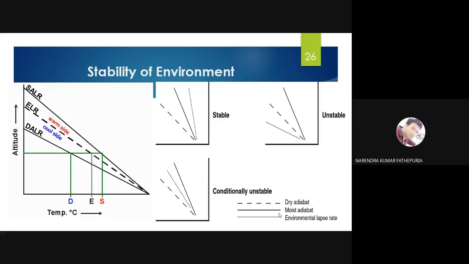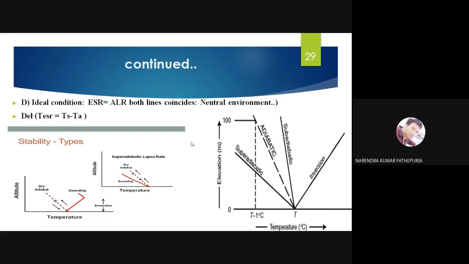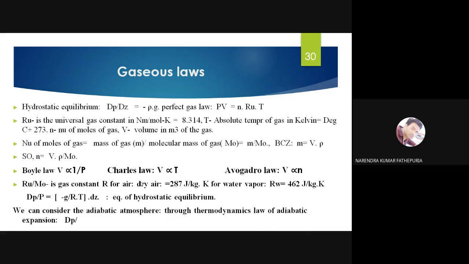Dotted is the dry adiabatic. So if the ELR is equal to the ALR, then the neutral environment condition will be there. This one we have taken as the ELR, this one we have taken as the ALR, and this is the dry adiabatic line. I'm just coming to the graph. Here also we have temperature versus altitude, the dry adiabatic lapse rate and all that, and how the temperature inversion happens. Super adiabatic lapse rate.